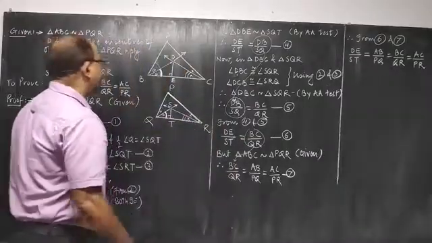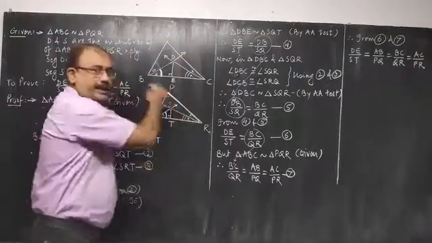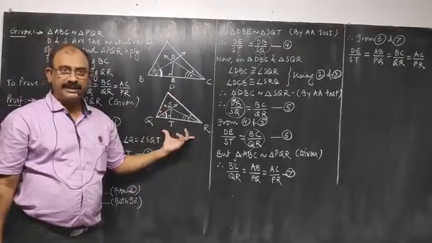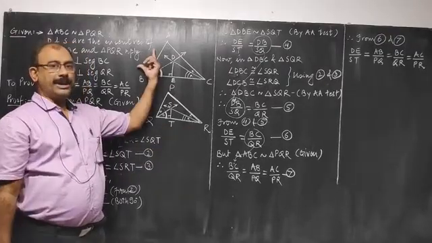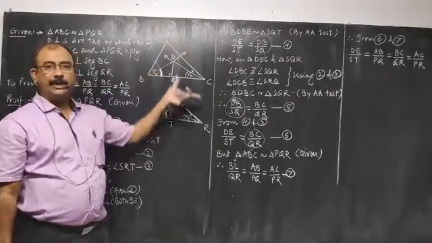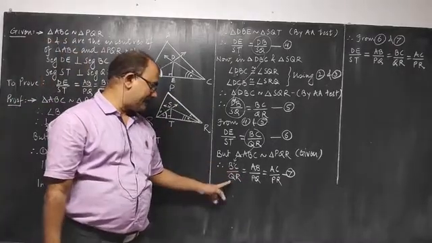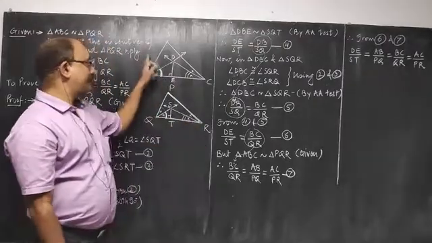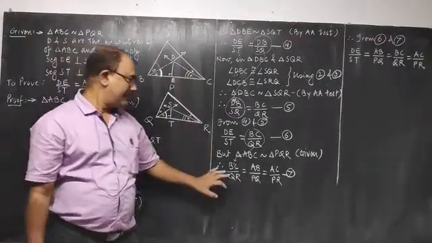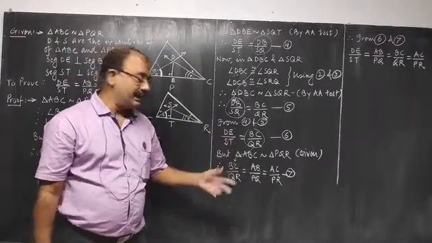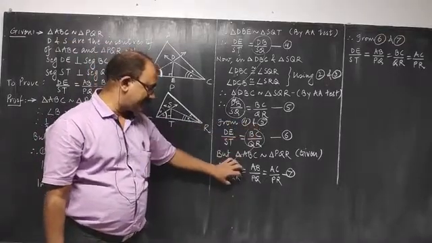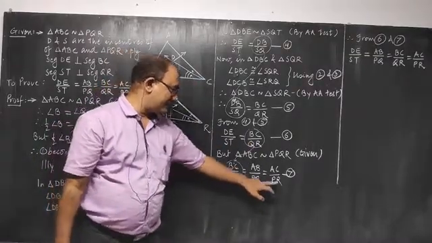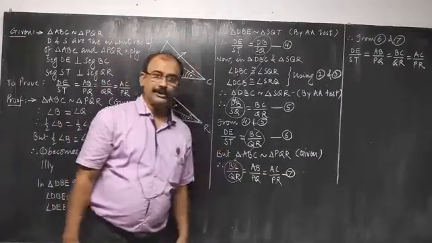Now these two triangles ABC and PQR are similar. So BC upon QR, the ratio of corresponding sides, will also be equal to AB upon PQ, which will be equal to AC upon PR. That is what I have written. The ratio of these two sides will be equal to the ratio of these two sides, which will be equal to the ratio of these two sides. Again you get a link. This ratio is equal to this circle, and this circle is equal to these two ratios. That means all these four ratios are equal.